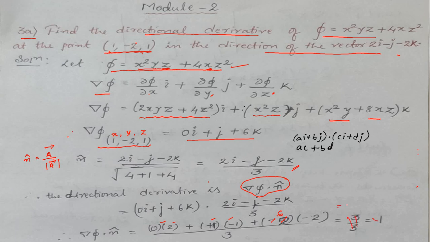So we are left with minus 1 minus 12, all divided by 3. We are going to get the value as minus 13 by 3. Minus 13 by 3 is the answer. So this is the directional derivative for the given problem.